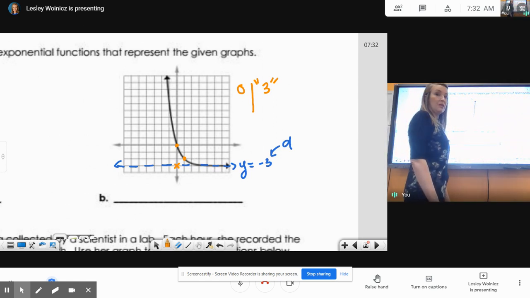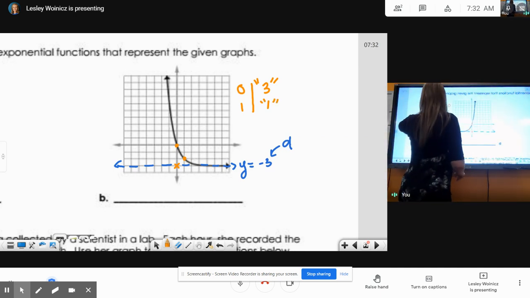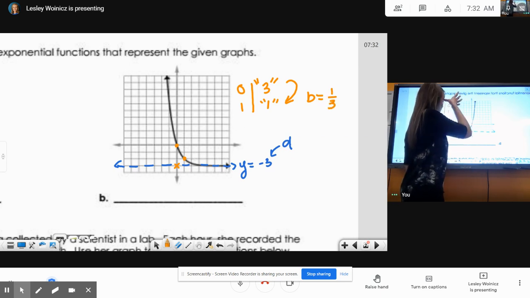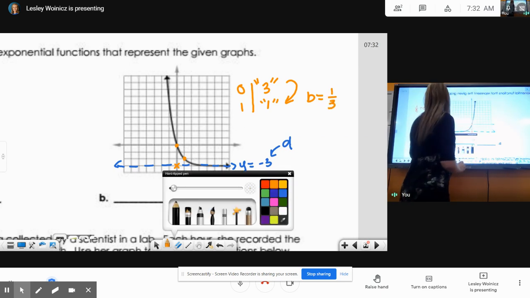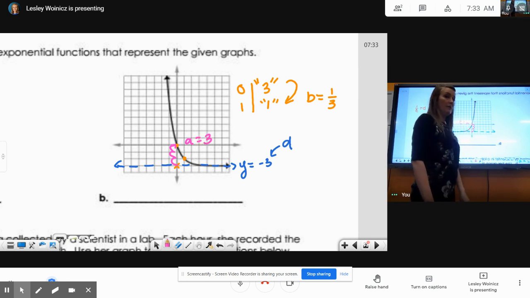And then my other one is 1, 1. Not actually, but we're going to call it 1 so that we can find out what we're multiplying by. So to go from 3 to 1, we are multiplying by 1/3. So B is 1/3. And then to find my A value, I have to look at how far that y-intercept is from my asymptote. So from the asymptote, I go 1, 2, 3. So my A is 3.